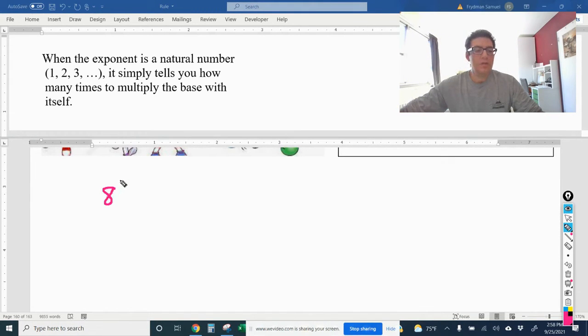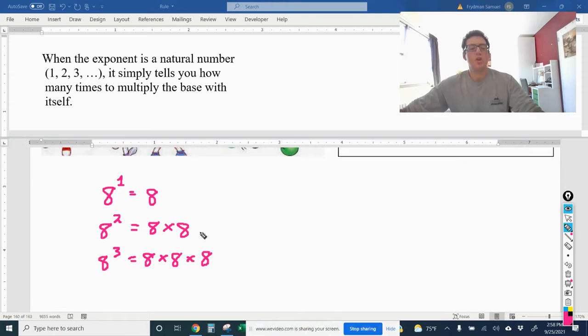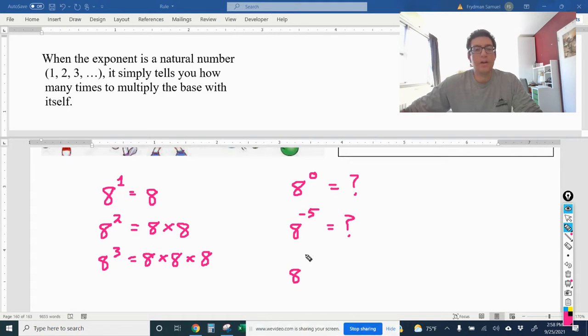let's say 8 to the power of 1 is just 8. 8 to the power of 2 is 8 times 8. 8 to the power of 3 is 8 times 8 times 8, and so on. So these are perfectly well defined, but what does 8 to the power of 0 mean? What does 8 to the power of, let's say, -5 mean? What does 8 to the power of 3/7 mean?